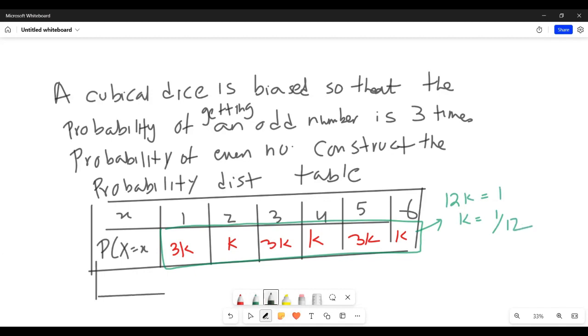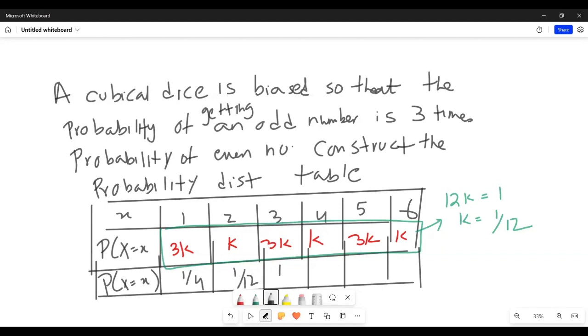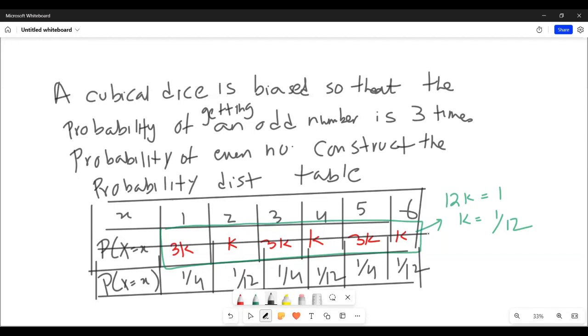एक और नीचे column बना लेते हैं. Probability x equals x is going to be ये 1/4 हो गई, ये 1/12 हो गई, ये फिर 1/4, ये वाली भी 1/4, ये 1/12 और ये 1/12. If you add them all in the calculator, you should get 1. Ideally, you should be redrawing this table इसके बगैर for when you enter the actual probabilities.